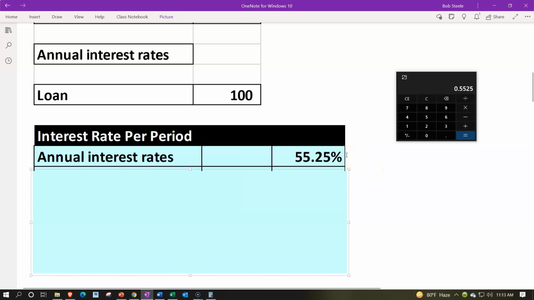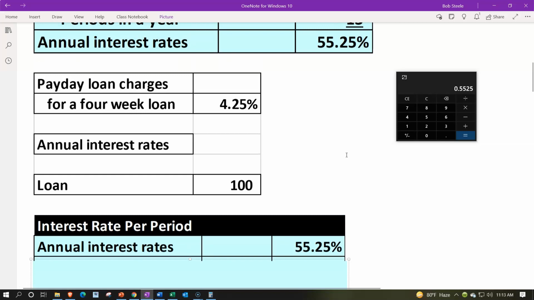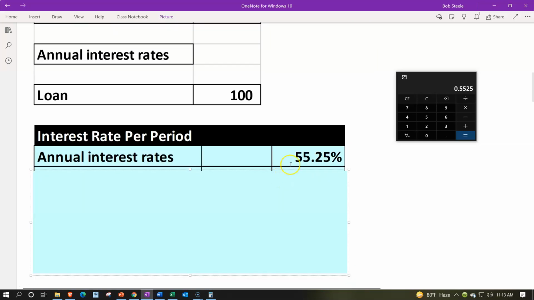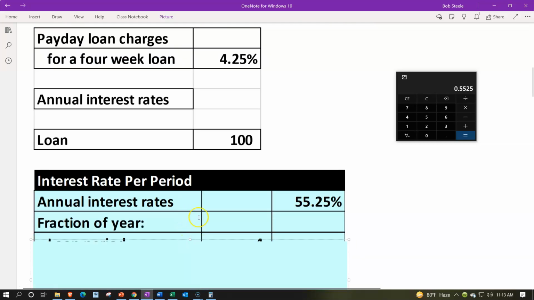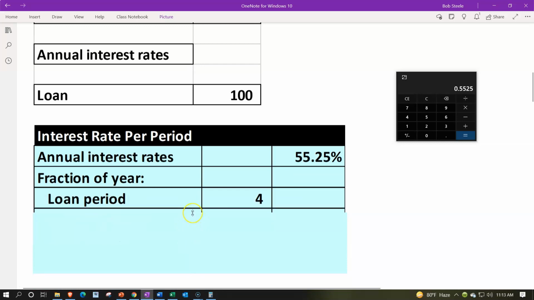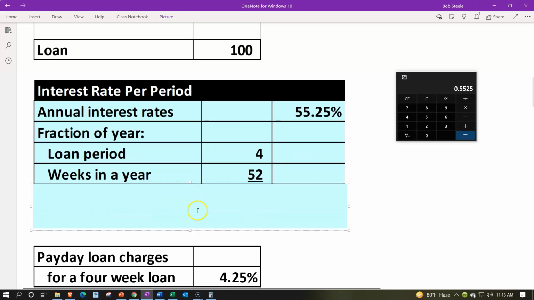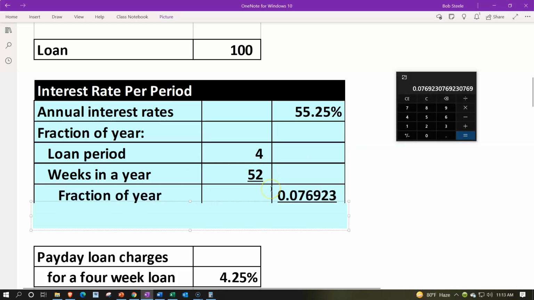Meaning if they gave us the yearly rate of the 55.25, and then we'd say, okay, if the yearly rate is 55.25 and I've got a 4-week loan, then how am I going to determine how much I pay on a 4-week basis? Well, then we would take that rate and break it back down, and we're going to get back down to the 4.25 by taking the 55.25 and then the fraction of a year, which would be the 4 over the 52. So we'll do kind of the inverse of what we did before. 4 divided by 52 is going to give us about 0.07693 and so on.